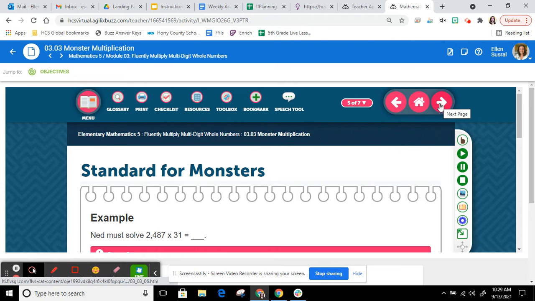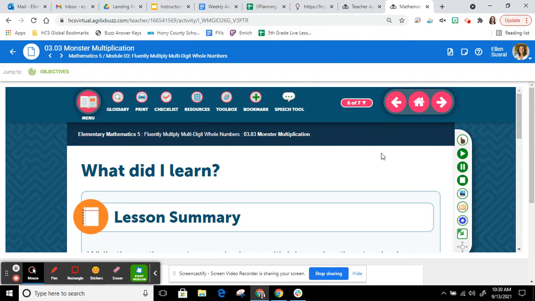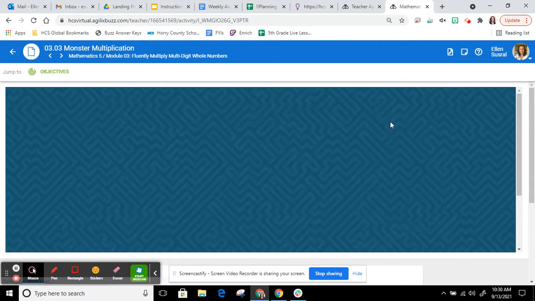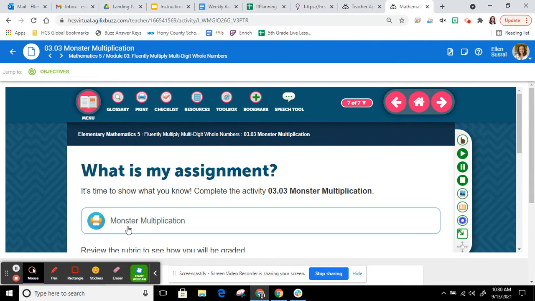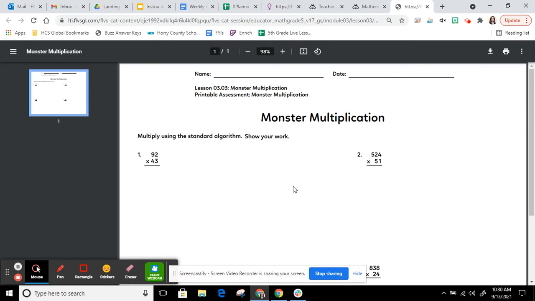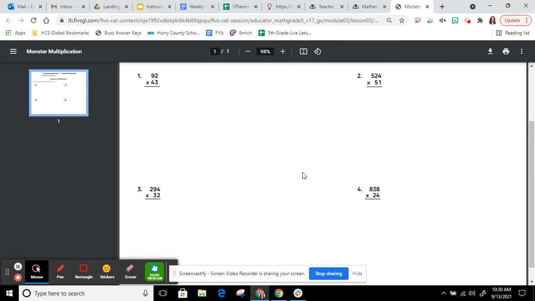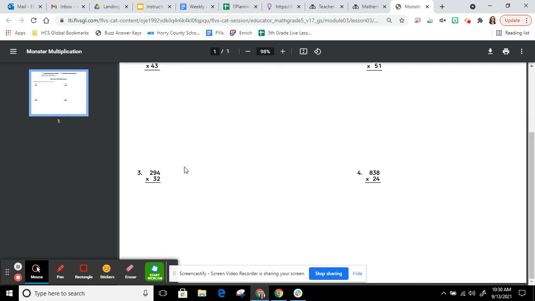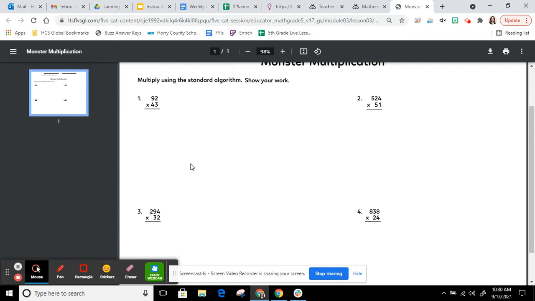Now your assignment is going to be on the last page of your lesson, which is page 7. It's called Monster Multiplication. So I'm going to open that up. And this assignment is a 1-page assignment that has 4 multiplication problems. Now, in order to get full credit, you must show your work. I'm going to repeat that. In order to get full credit, you must show your work. If you just put the answers, you're not going to get full credit.